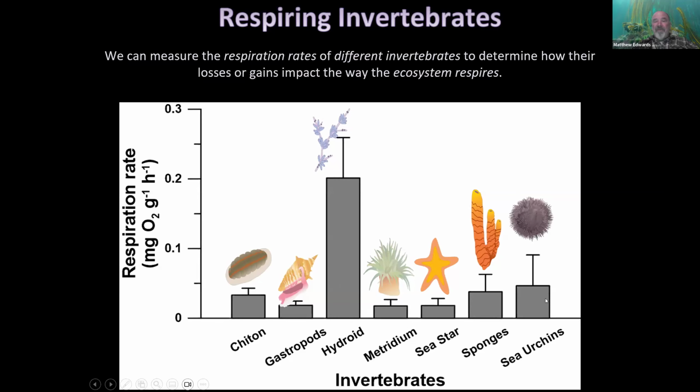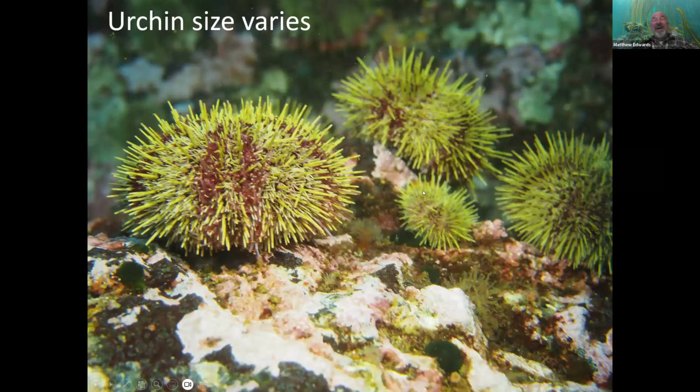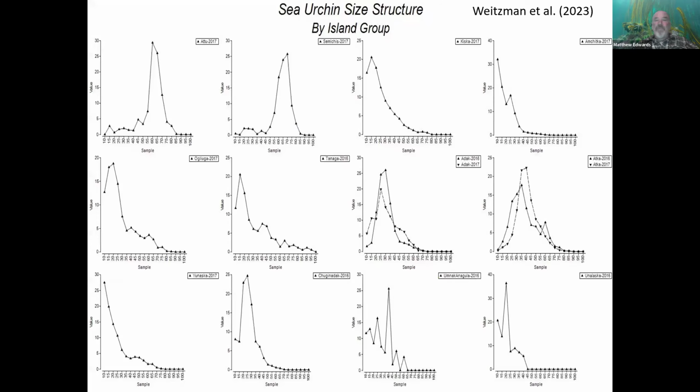The other thing to note is that urchin size varies. It's not just an urchin. One thing we can look at, working with another student, Ben Weitzman, is all these different islands, and these are samples, and these are urchin size frequencies. Across the Aleutian archipelago, at all these different samples, we began to see that urchin size frequency changes. Some of them were dominated by middle-sized urchins, some were dominated by small-sized urchins, and some were almost exclusively small-sized urchins.